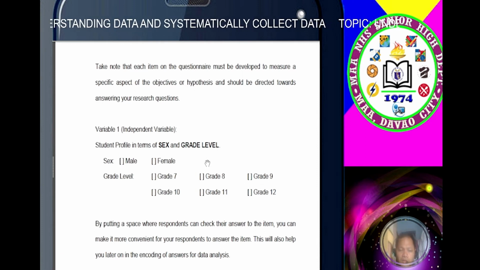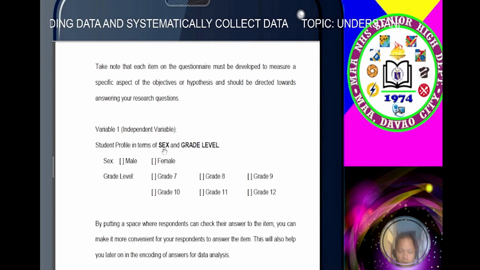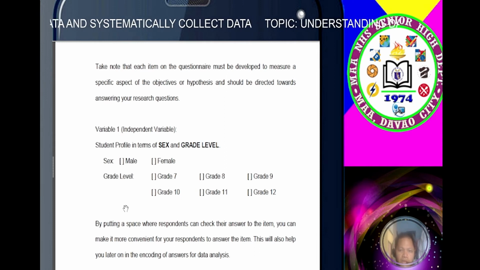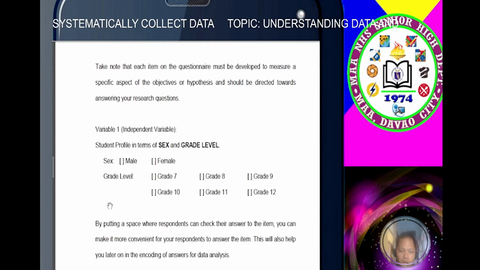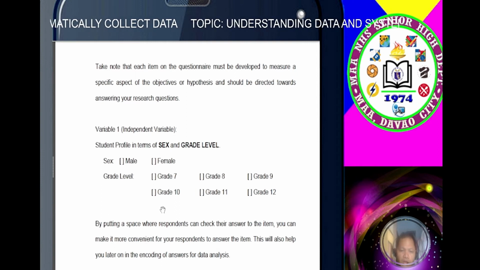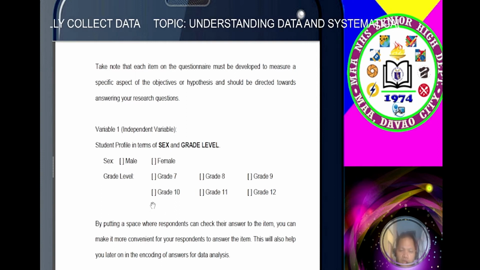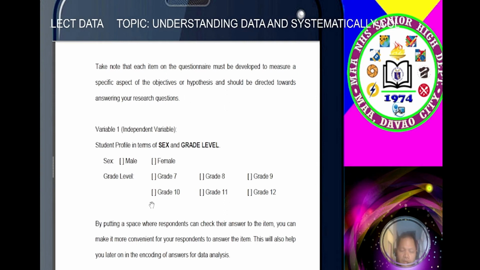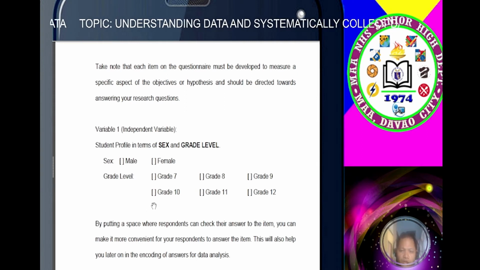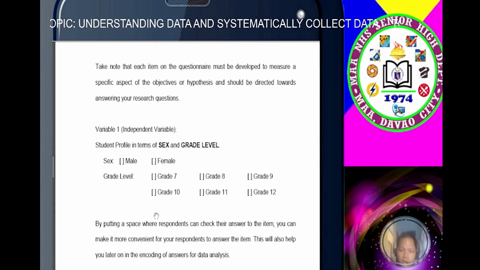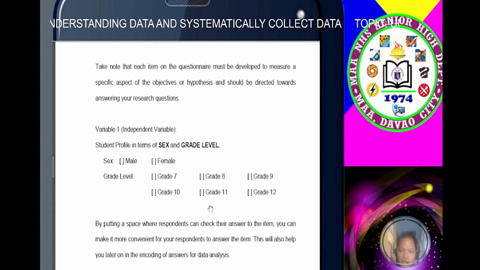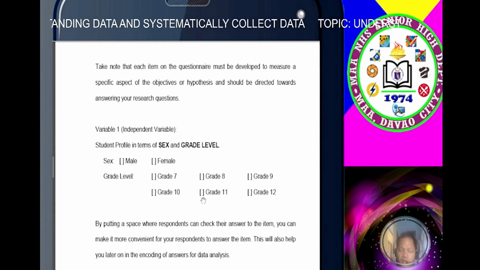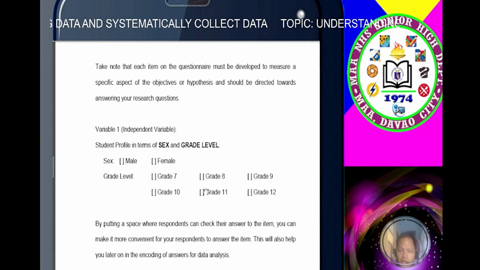For example, if you also want to gather data about family income, you can include here the income range. Since it would be hard to answer exact figures, you can have a range, so 1,000 to 3,000, 4,000 to 6,000. That is how to gather the data.